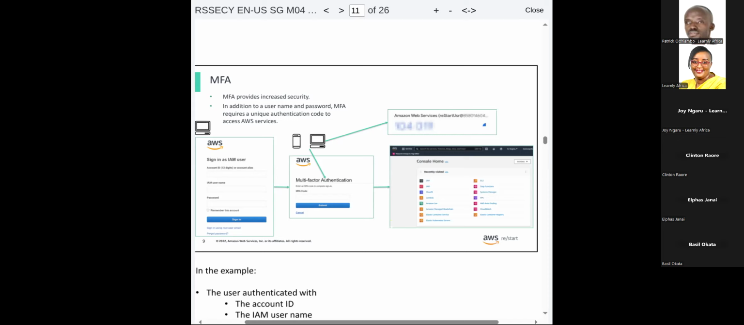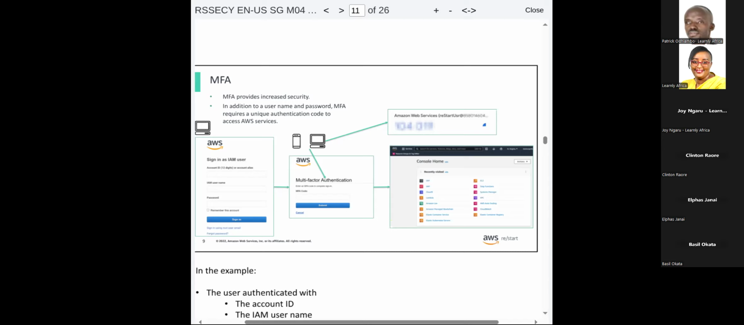MFA is multi-factor authentication. It provides an extra layer of security by requiring users to present a second form of authentication. Now, we said that IAM allows you to authenticate users, authorize users, and then for authorization, you can specifically allow or deny access to resources. So MFA enables a second form of authentication.